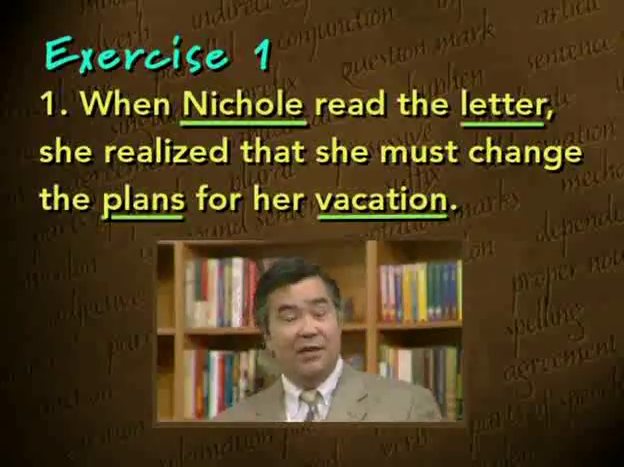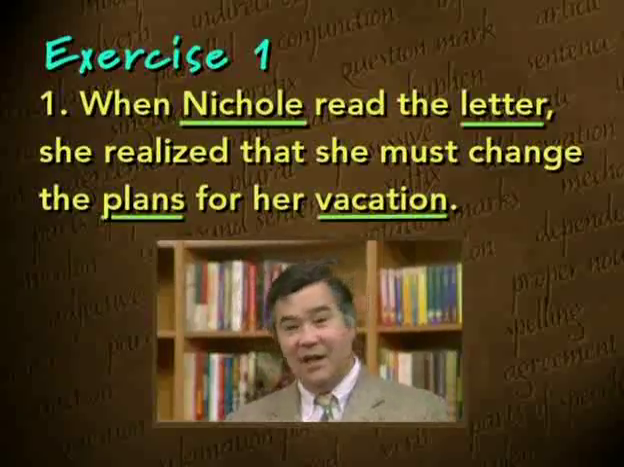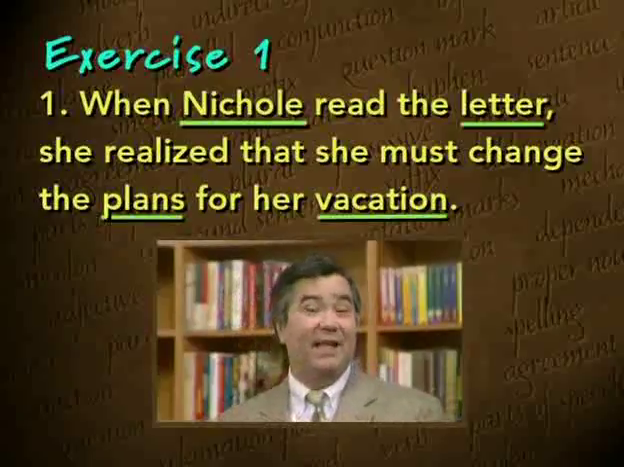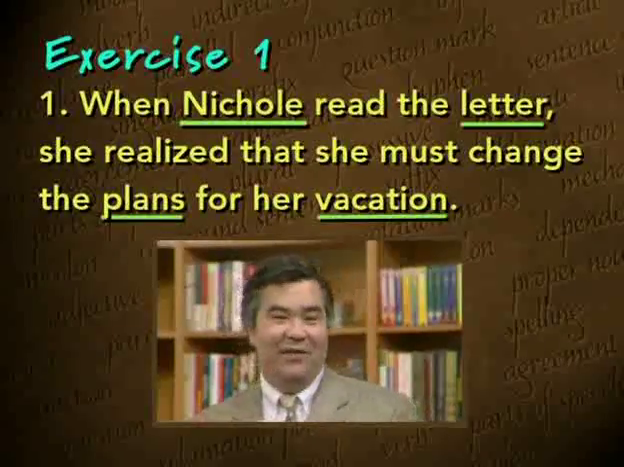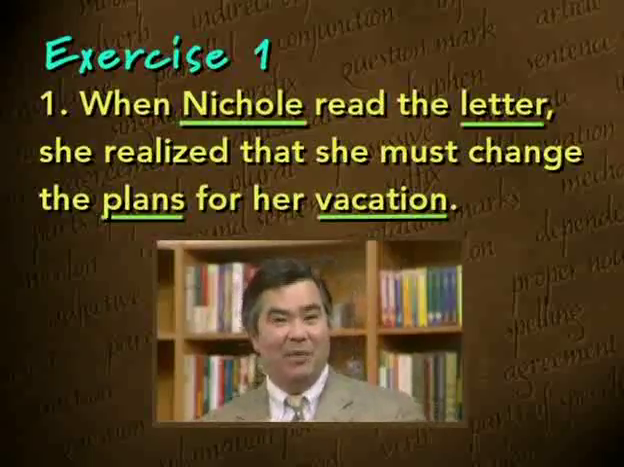All the other nouns in this sentence are common nouns. They name categories of things, and that's why they don't have to begin with capital letters. Notice that plans, the third noun given in this sentence, is a plural noun. It refers to more than one plan.